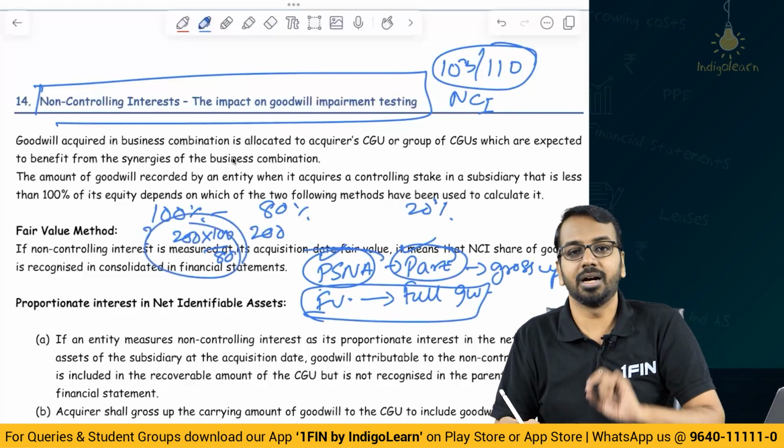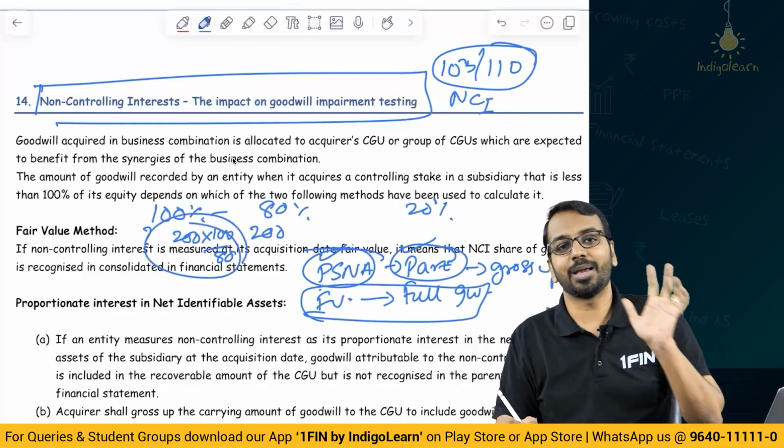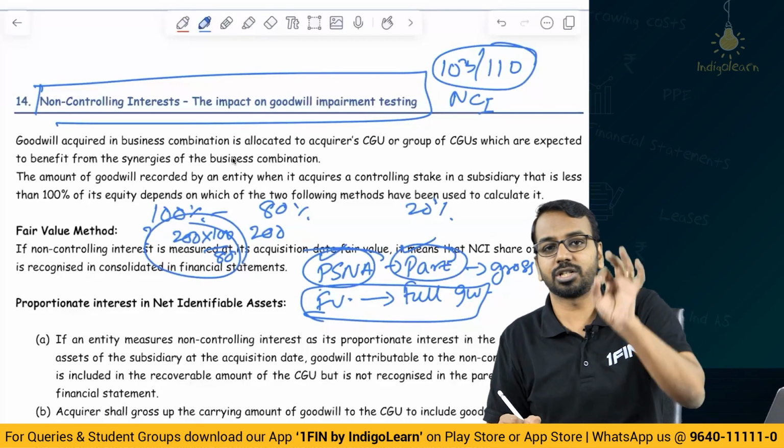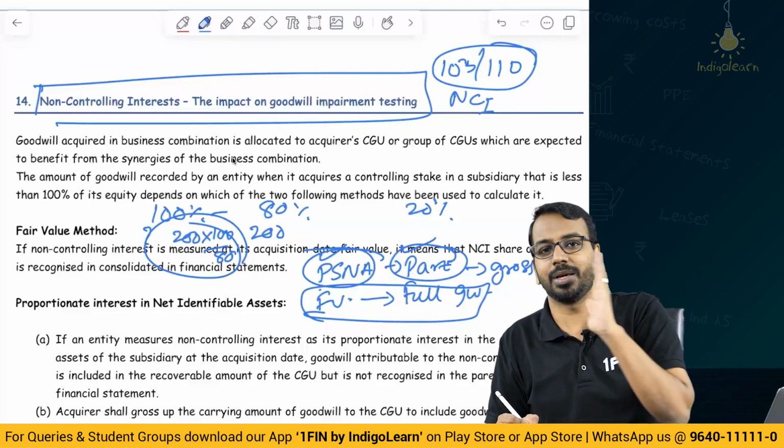This goodwill you will consider for calculation of the carrying amount, remaining all will remain the same.